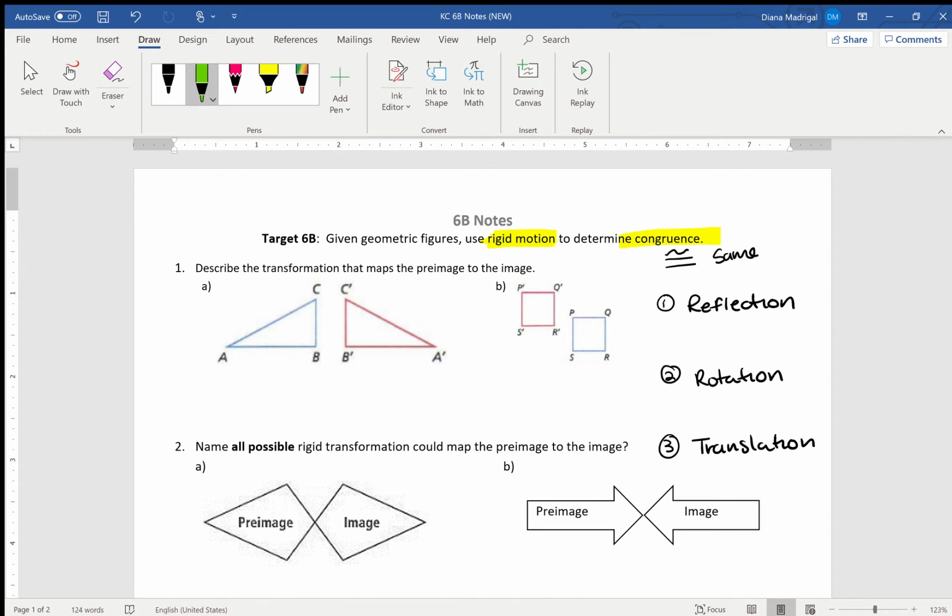Reflection is like a mirror image. When you're looking at yourself in the mirror, that's a reflection of yourself. So you're reflecting on the mirror, right? Same thing with a mirror image. And usually reflection uses a line of reflection.